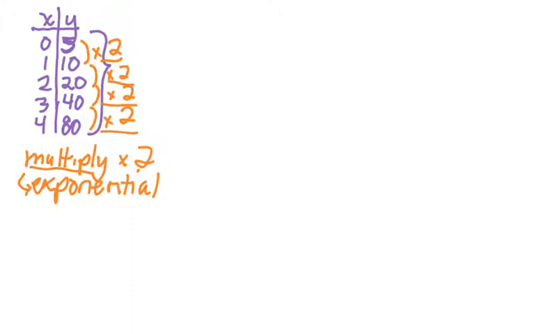Exponential, if you think about what an exponent does, if I write 4 to the power of 3, this exponent tells me that I'm going to multiply 4 times 4 times 4. Okay, I'm multiplying. So that's why this is exponential, and my factor in this case is 2.